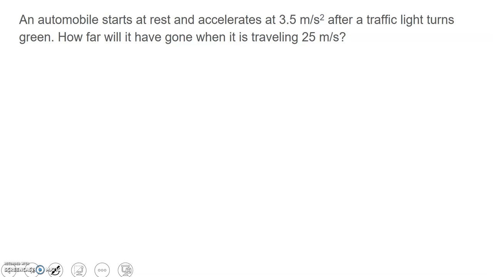Next example, an automobile starts at rest and accelerates at 3.5 meters per second squared after a traffic light turns green. How far will it have gone when it is traveling 25 meters per second?